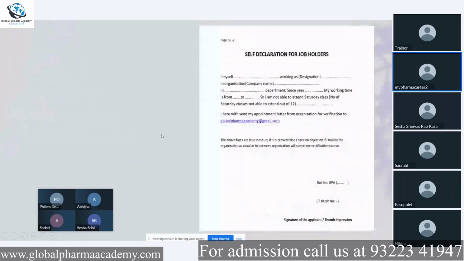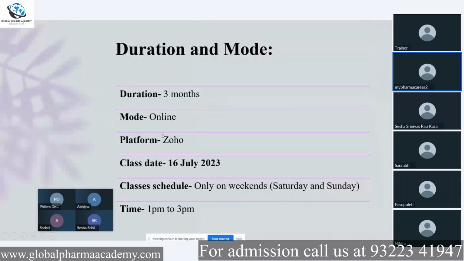Duration and mode. Duration for the course is 3 months. Mode online, platform Zoho, class date 16 July 2023 and class schedule only on weekends, Saturday and Sunday, and time is 1 to 3 p.m.